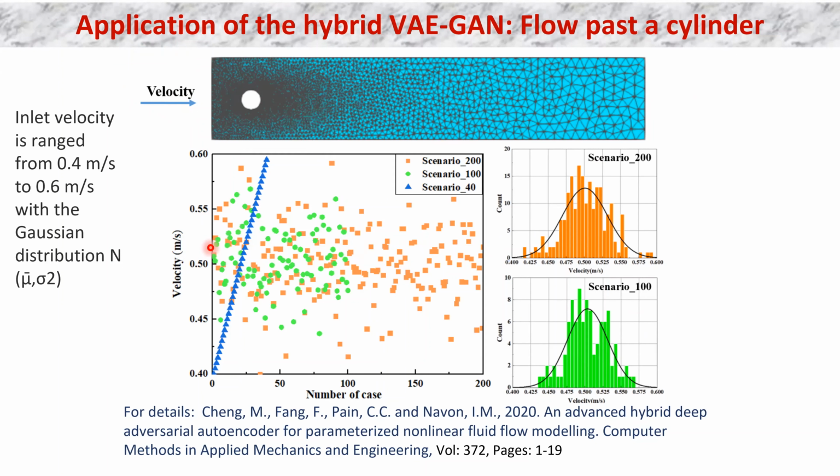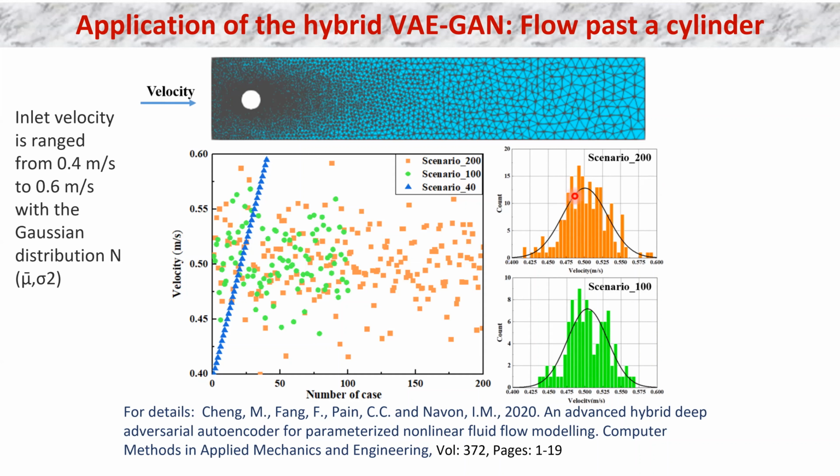Then we give the variable, the region of the inlet velocity from 0.4 to 0.6, based on a Gaussian distribution. From these Gaussian distributions, we randomly choose 200 input velocity data sets, and then we run our physical model to generate 200 data sets for our training and validation purposes. We also want to test whether the number of data sets will affect the machine learning model's prediction results.